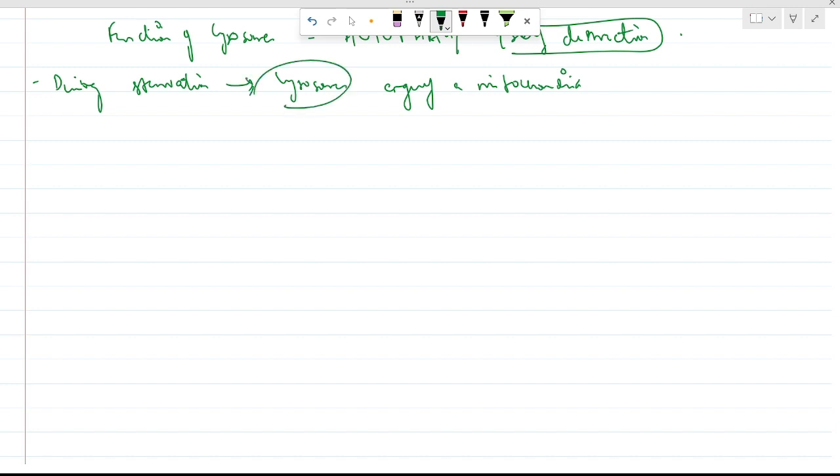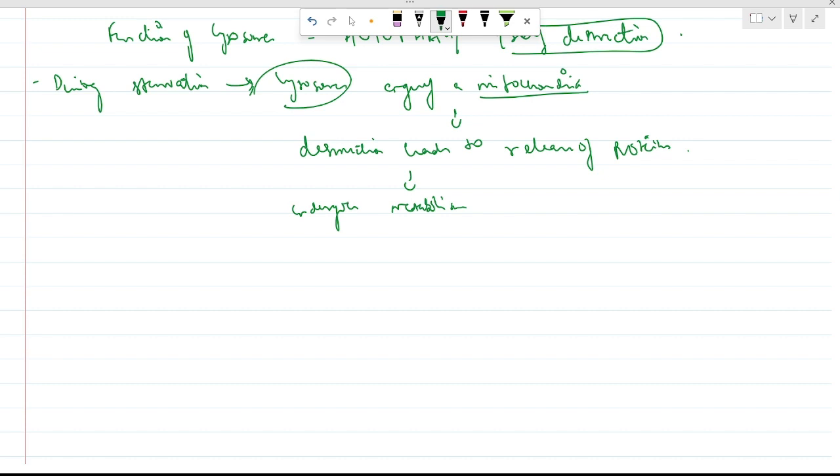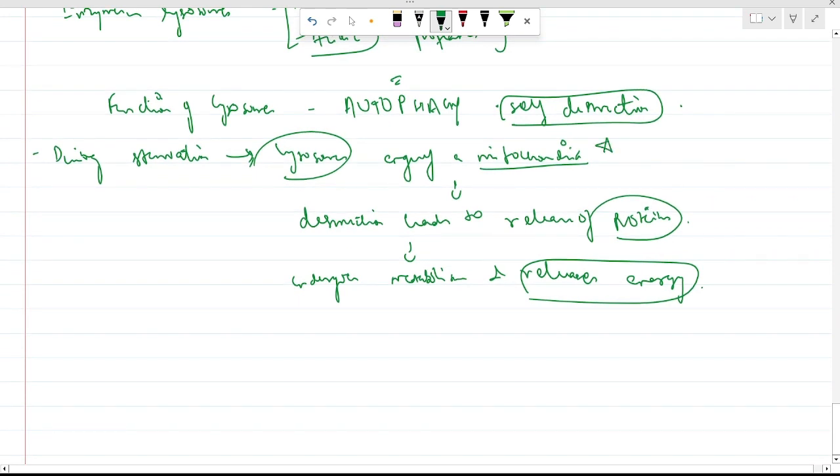So during starvation, these lysosomes engulf a mitochondria. This engulfing of mitochondria leads to its destruction, which leads to release of proteins. These proteins undergo metabolism and release energy. Energy is released by metabolism of proteins, which are released by destruction of mitochondria during starvation. During starvation, lysosomes help in production of energy by this process.